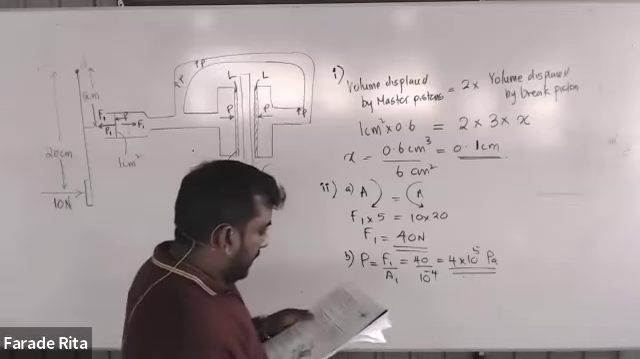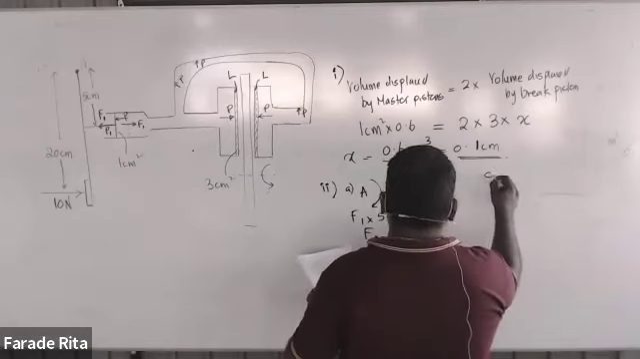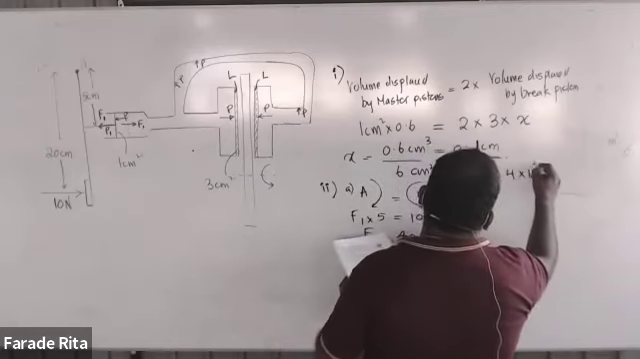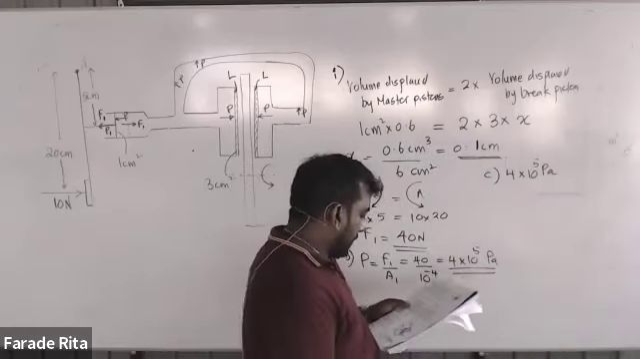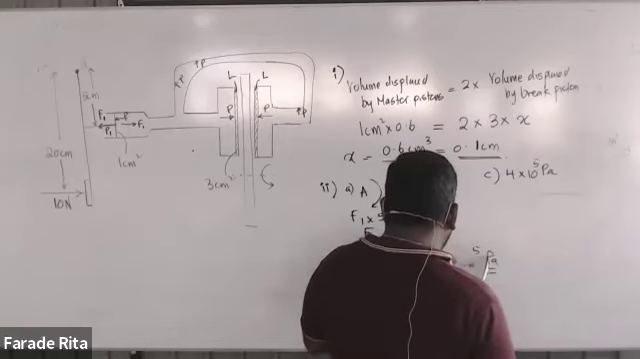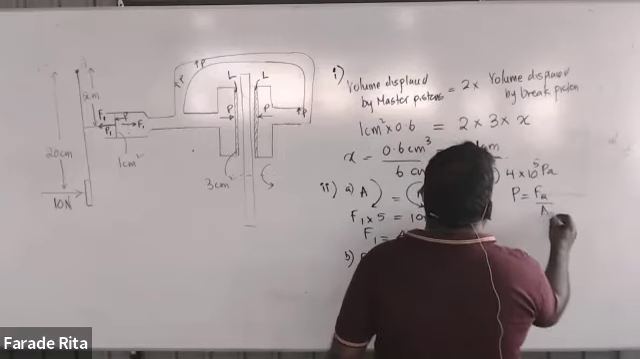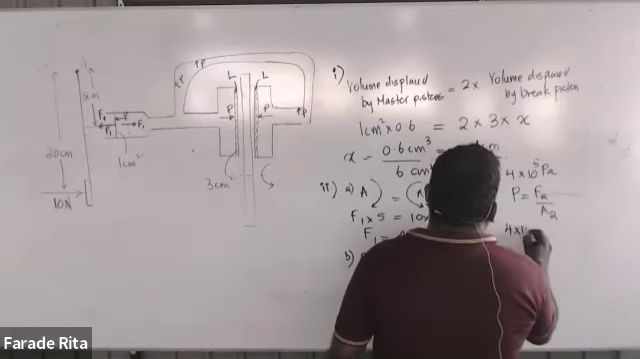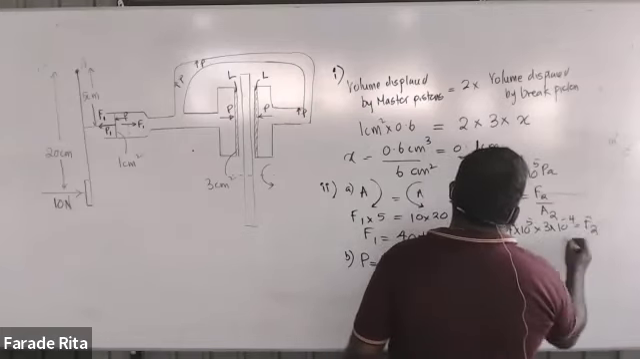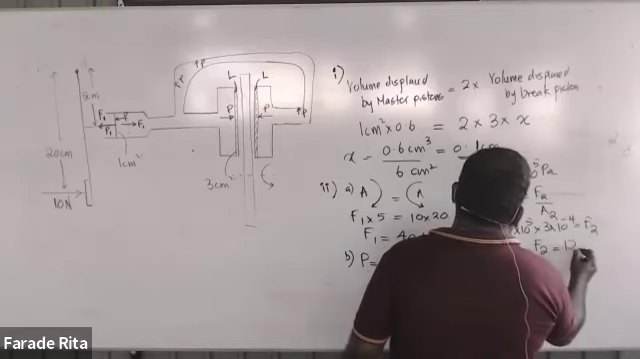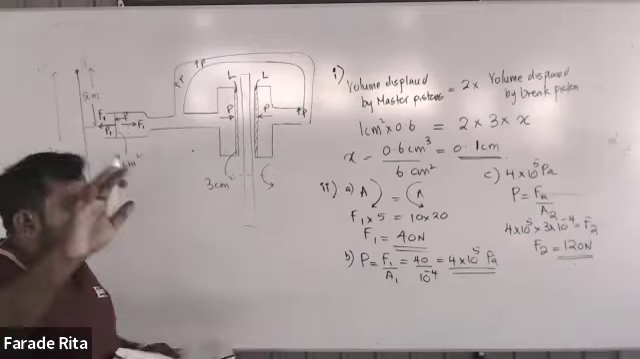Part C. Calculate the pressure on the brake pads due to the pressure exerted. So pressure will be the same, 4 times 10 to the power 5, according to Pascal's principle. Pressure equals force divided by area. 4 times 10 to the power 5. Area is 3 centimeter squared, convert to meter squared. F2 is equal to 120 Newton. How many of you got this?